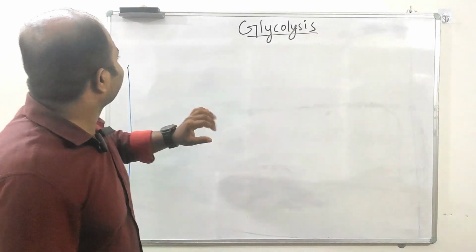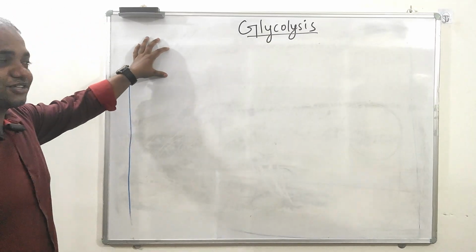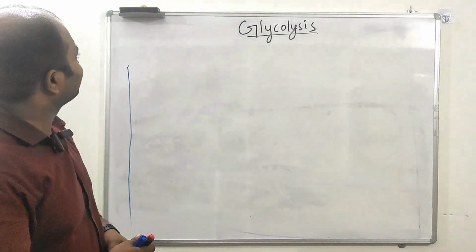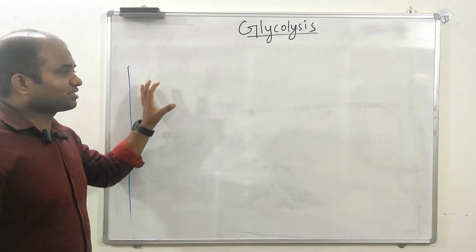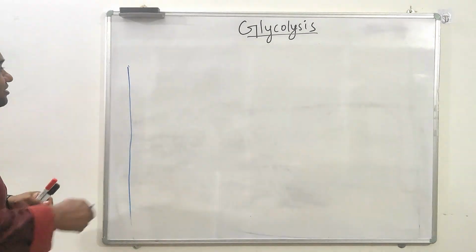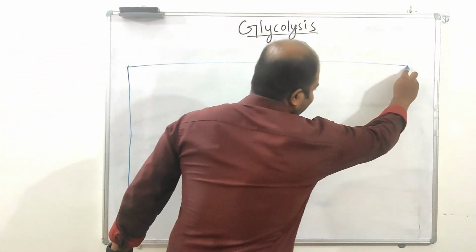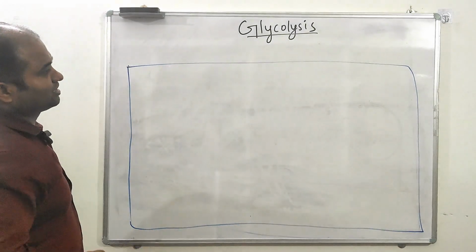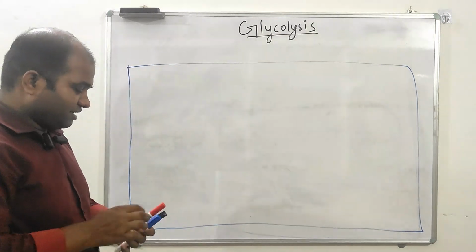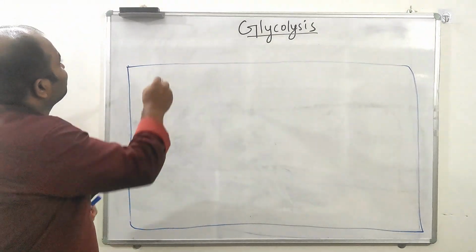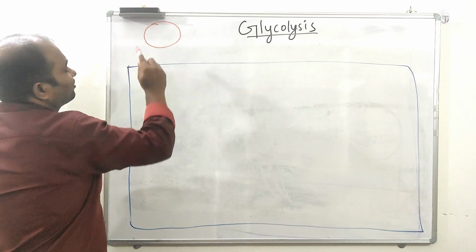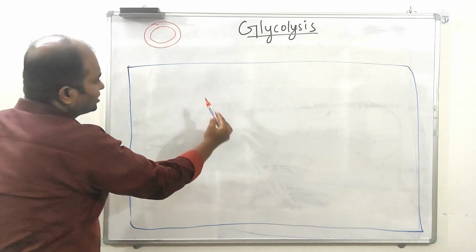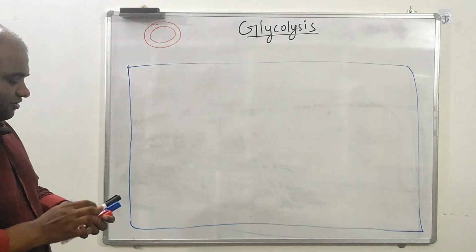Glycolysis. As in earlier videos, I have discussed the basics of glycolysis, and we have seen how glucose reaches the cell. So let's assume this is a cell, right? This is the cell membrane, and this is one cell. And we have seen how from systemic circulation the glucose reaches inside the cells.